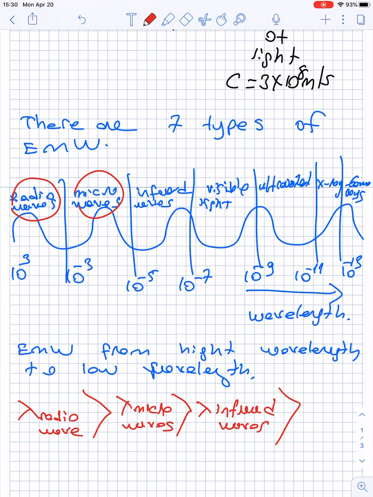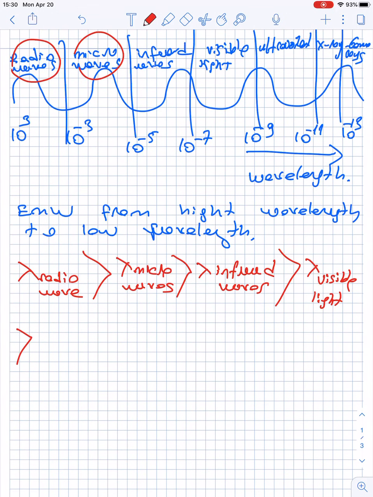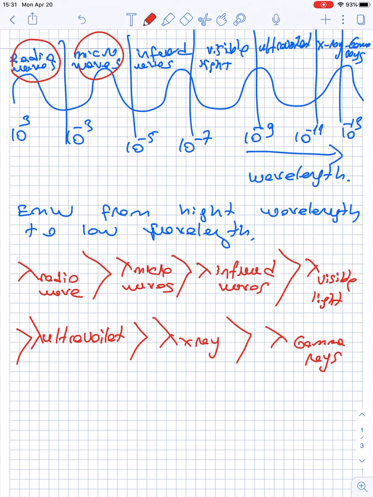and continue wavelength of infrared waves bigger than wavelength of visible light. Continue bigger than ultraviolet, and bigger than wavelength of X-ray bigger than wavelength of gamma rays.